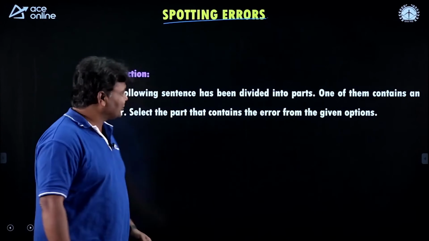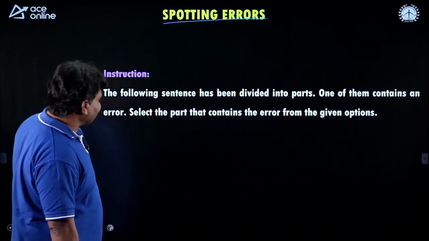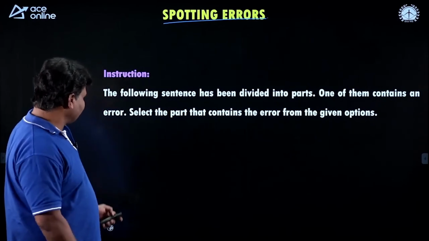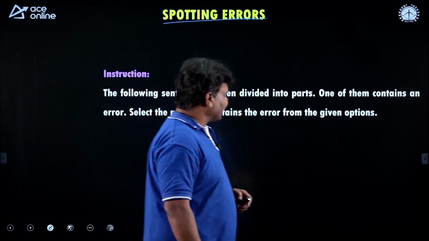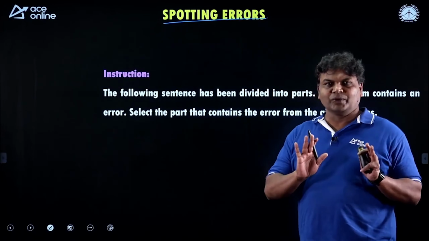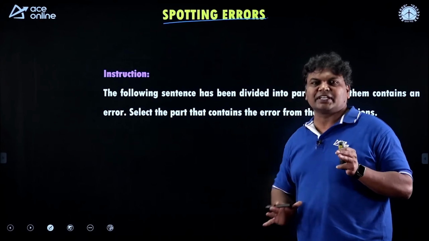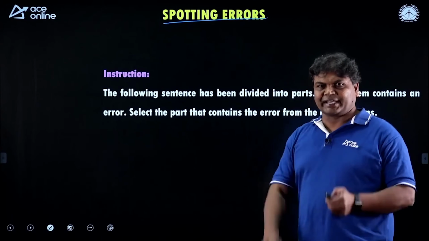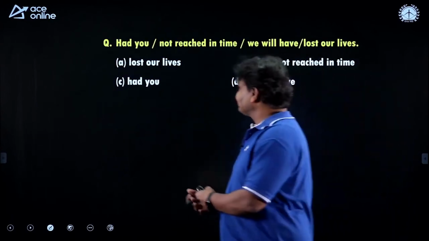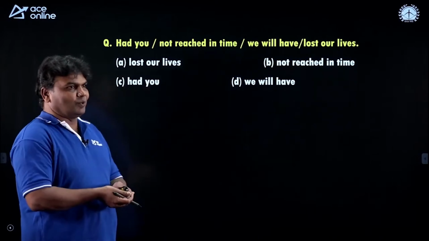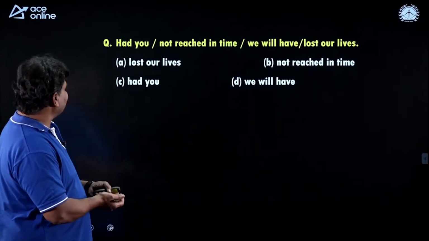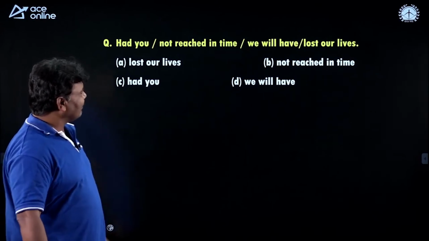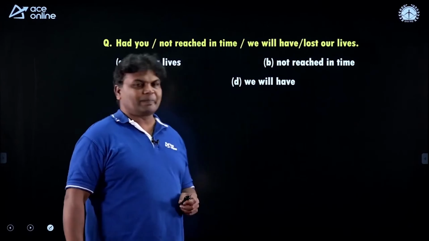Here let us go with one question, students. The following sentence has been divided into parts. One of them contains an error. Select the part that contains the error from the given options. Now, once you go through the series of grammatical chapters, you can easily crack these. Here we go with the first question. Let me see who can tell me where the error is here. Had you not reached in time, we will have lost our lives.